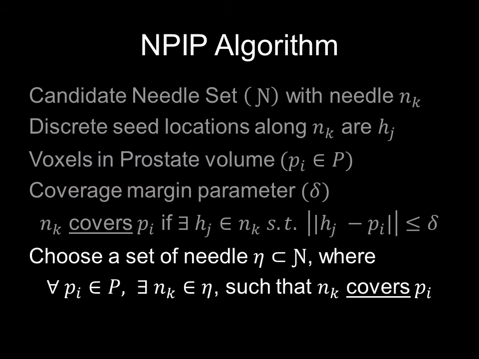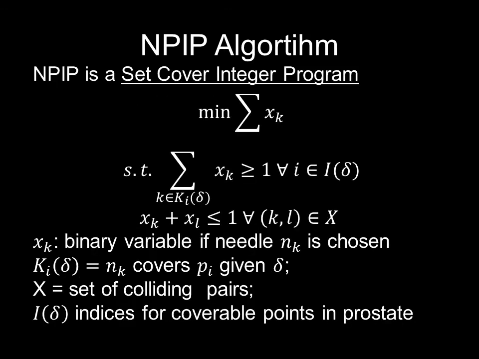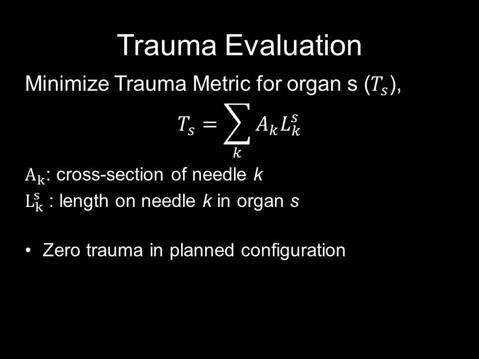From the candidate needle set, we have to choose a subset of needles eta such that all the volume of the prostate is covered with at least one needle location. These requirements form a set cover integer program where we want to minimize the number of needles such that at least one needle covers every prostate volume and there are no collisions between needles. We also propose a trauma metric, which is defined as the volume of needle in healthy tissue. Since the choice of needles also minimizes puncture, no puncture results in zero trauma during planning.